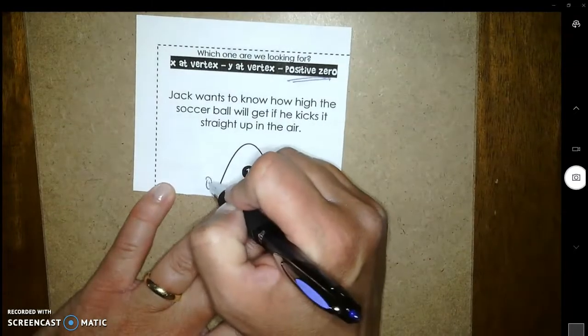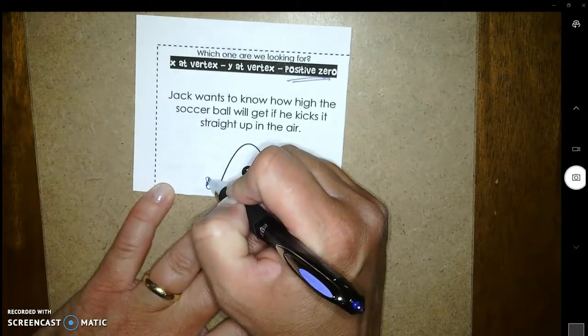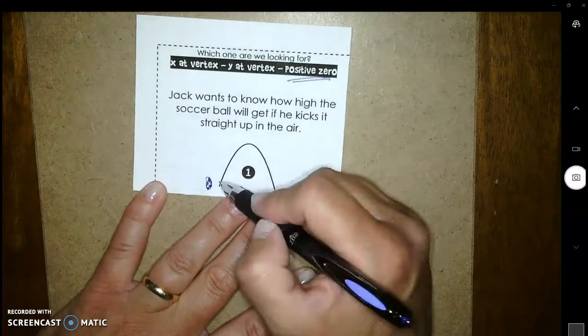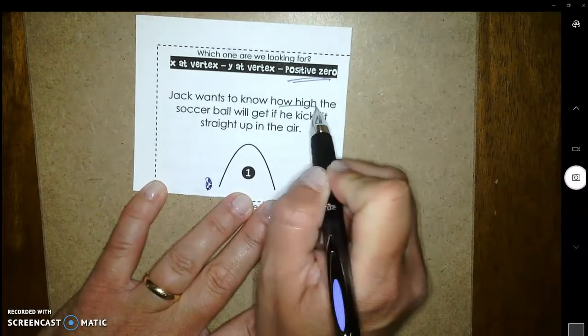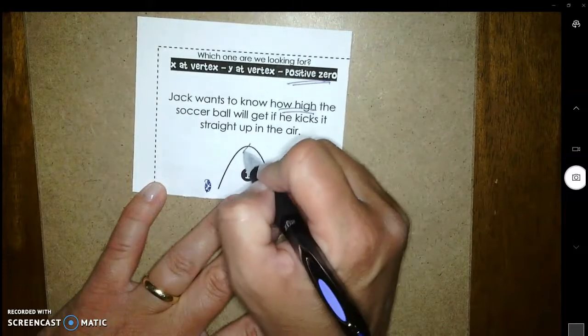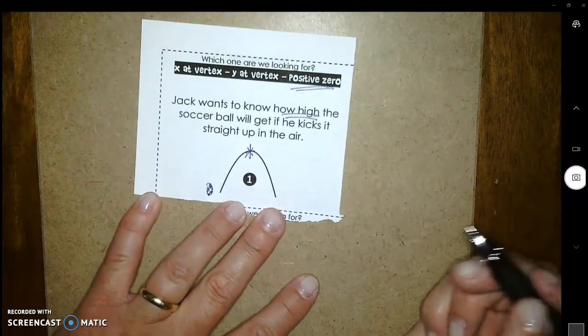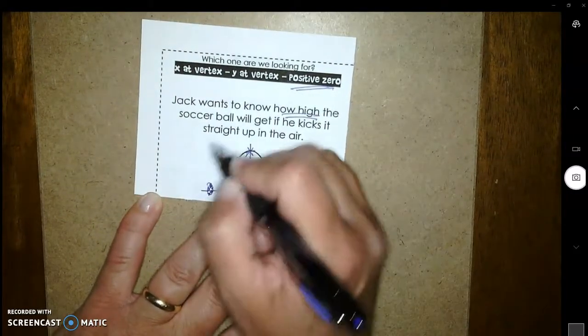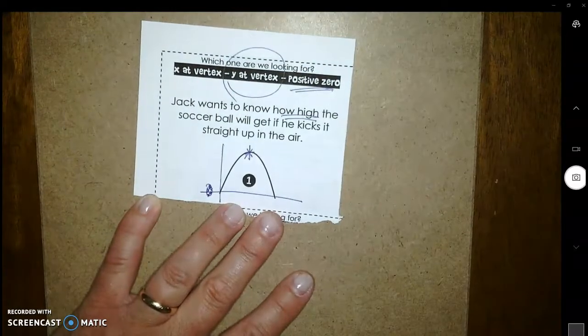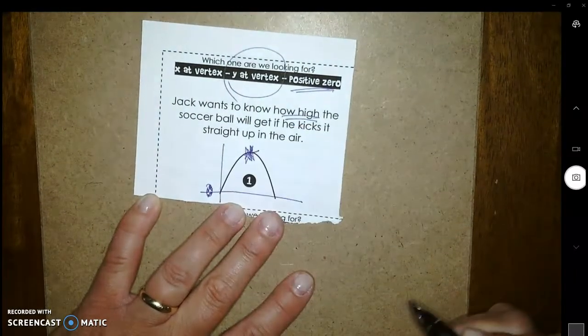So we've got a soccer ball, right? Oh, Furkan is going to kill me because I don't know how to draw a soccer ball, right? But we have a soccer ball. We're going to kick it, and he wants to know how high it will get when he kicks the ball. So how high is it going to be? Is that going to be an x or a y? Definitely it's going to be a y, and it's going to be at the vertex.